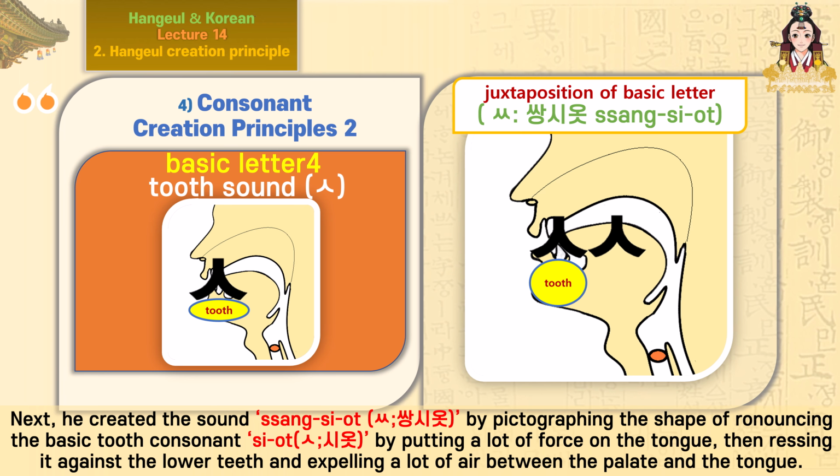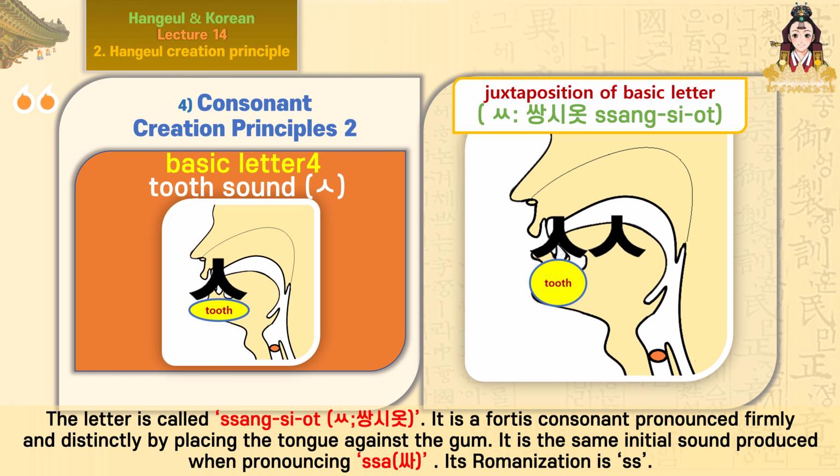Next, he created the sound song siot by pictographing the shape of the basic tooth consonant, siot, by putting a lot of force on the tongue, then resting it against the lower teeth, and expelling a lot of air between the palate and the tongue. The letter is called song siot. It is a fortis consonant pronounced firmly and distinctly by placing the tongue against the gum. It is the same initial sound produced when pronouncing sa. Its romanization is s.